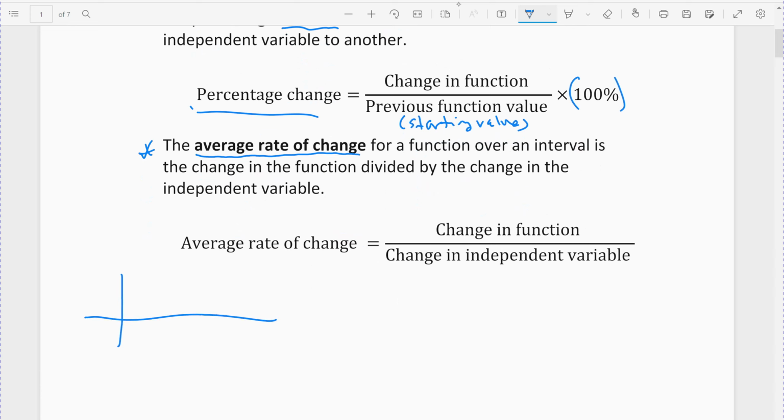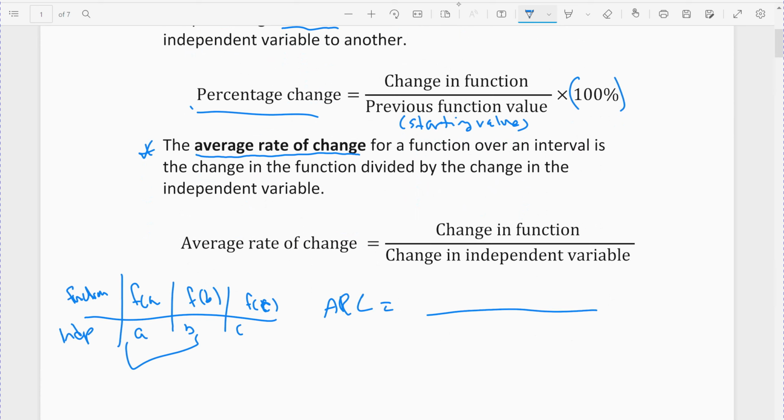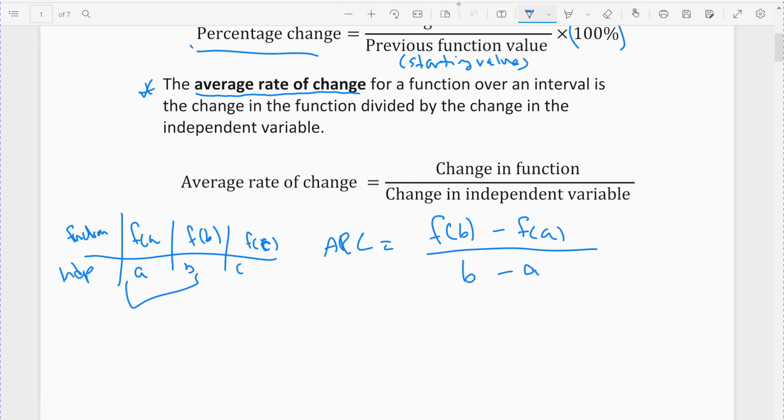So if I have a table of values, suppose this would be the function's values, and this would be the independent, and again, a lot of times the independent's time. So this would be a, f of a, b, f of b, c, f of c. Suppose we want to know the change between a and b. The average rate of change would be the change in my function. I usually would take the later value, the future value, f of b, subtract f of a, so that's the change in the function. And we divide it by the change in the independent. You want to be consistent, so it would be b minus a. Use the same values that you started with.